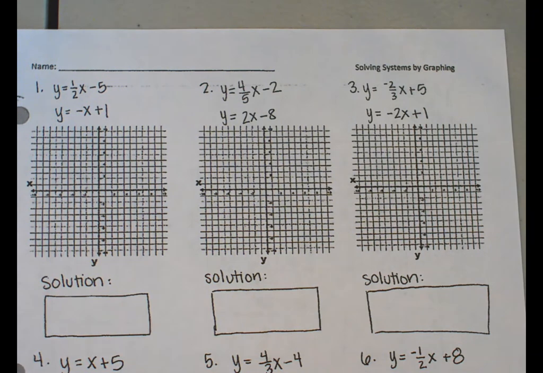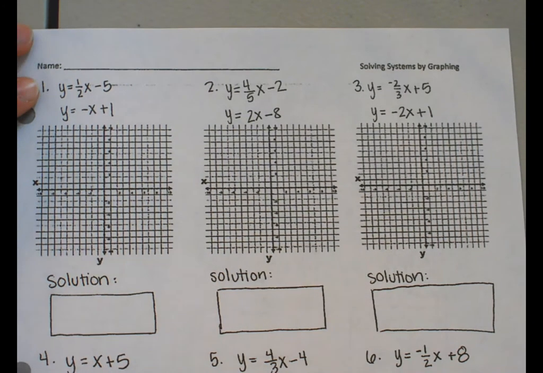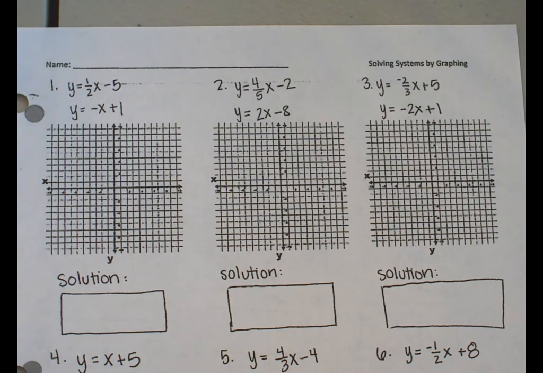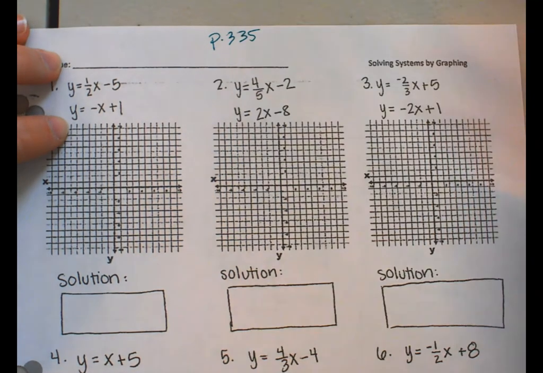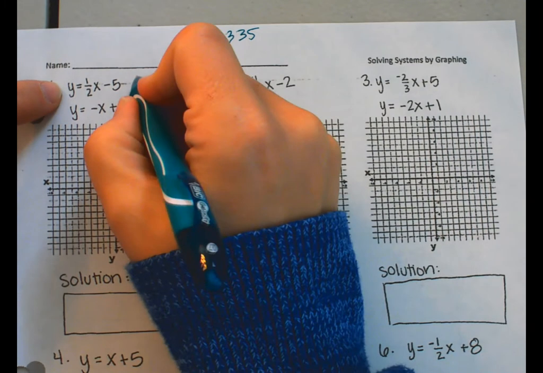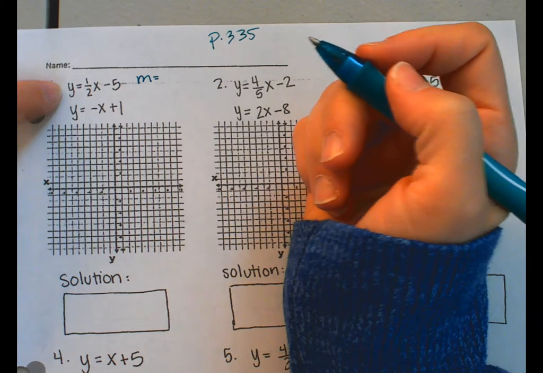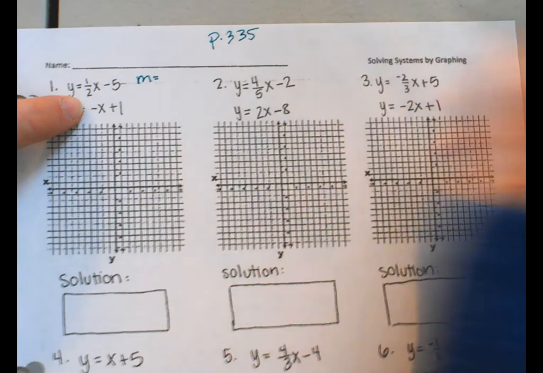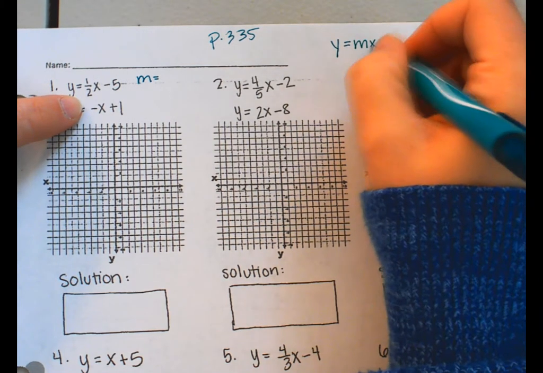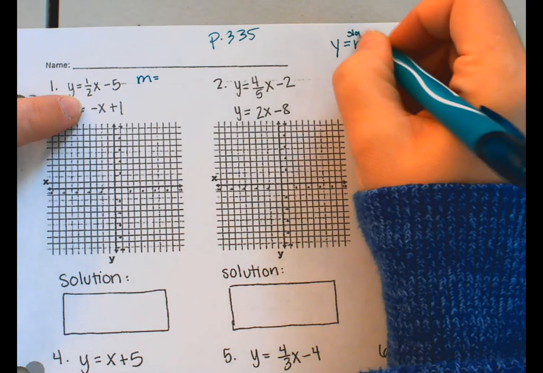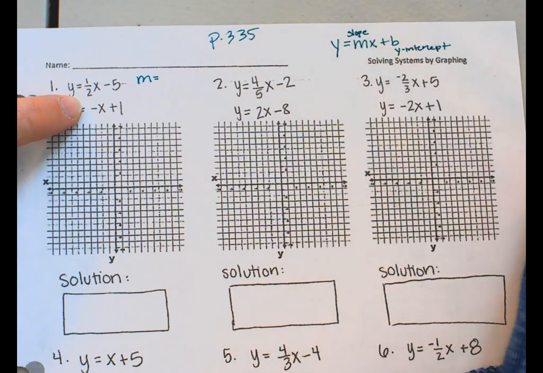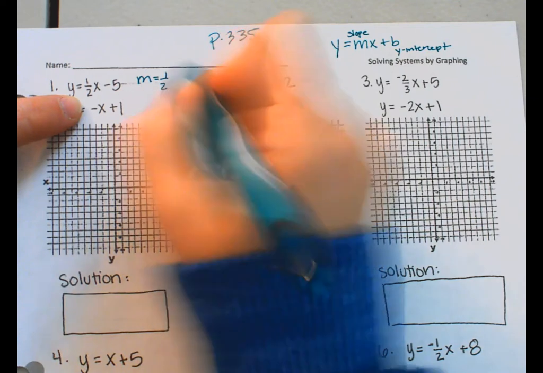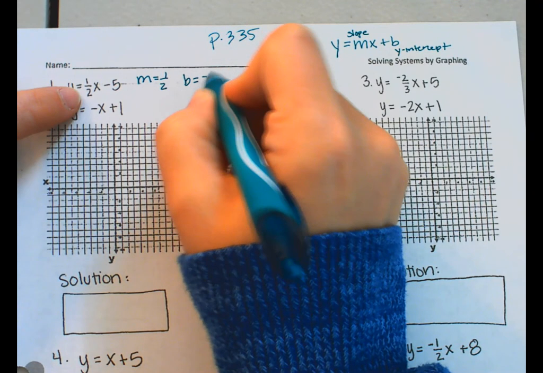So if I start with this first one, y equals 1/2 x minus 5. Again, we're on page 335. So if I'm graphing this, I know that my m value or my slope is the number in front of x. Remember, our equation is y equals mx plus b, where m is the slope and b is the y-intercept. So then my m is 1/2 and my b is -5.